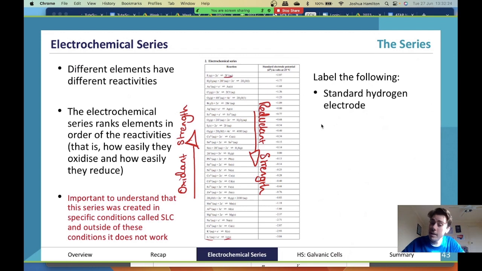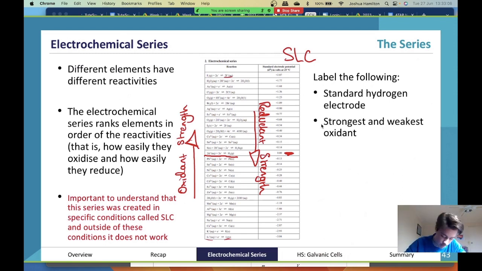So there are other things on this I really want you to label. The other things that I think are really key for us to label here today are our standard hydrogen electrode. Now, standard hydrogen electrode falls at 0. Now, just for context, this whole chemical series was made under SLC conditions, which we'll discuss in a second, and it was all made based on standardizing from here. So these number values and everything that's put in the order it is is based upon how it reacted with the standard hydrogen cell. So the standard hydrogen cell is given 0 because it was the standard, it was used in the middle. The strongest and weakest oxidants, this is the strongest, this is the weakest. The strongest and weakest reductants, this is the weakest, this is the strongest.